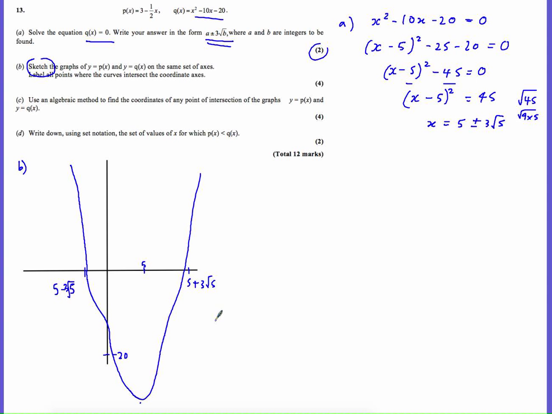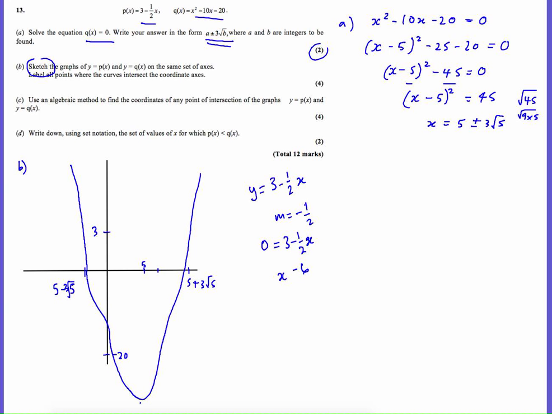So, where else does it go through? Well, we've got 3 minus half x. So I know the gradient is minus a half, and then it goes through 3 on the y-axis. So it goes through 3 here, and the gradient is minus half, so I know it's going down. I might just want to check where it goes through the x-axis. So on the x-axis, make y equals 0, 3 equals a half x. x comes out to be 6. So you know it goes through somewhere here.